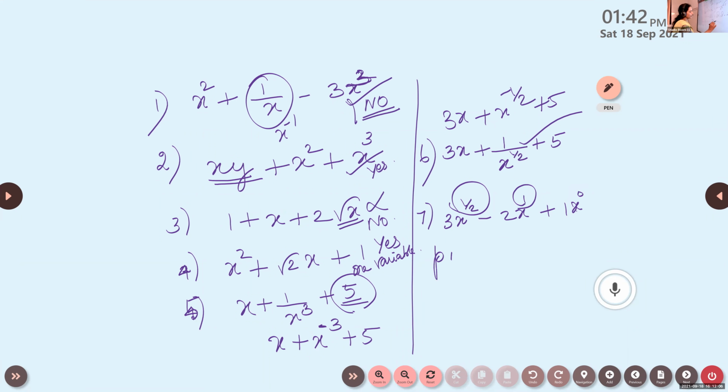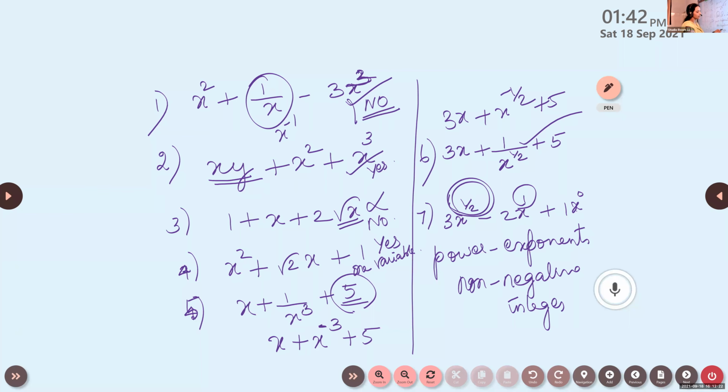Okay, for a polynomial, you have to keep it in mind: power, otherwise called exponents, must be non-negative. So look here, non-negative integer. 1 by 2. Is it an integer? It is not an integer. Therefore, it is not at all a polynomial. Okay.